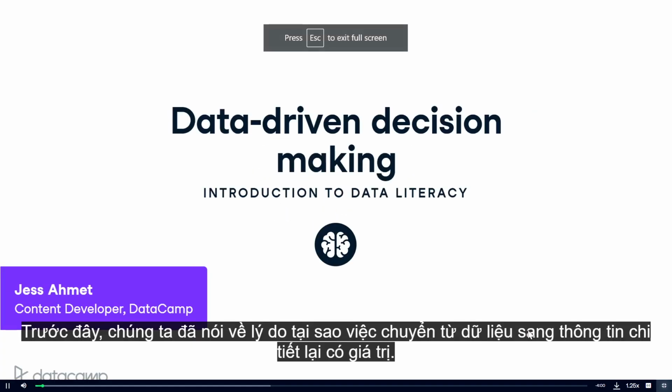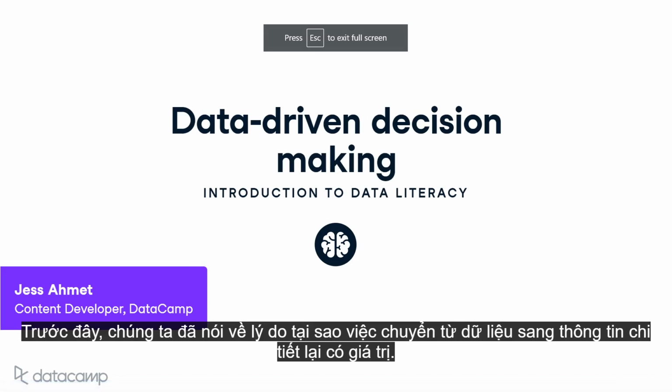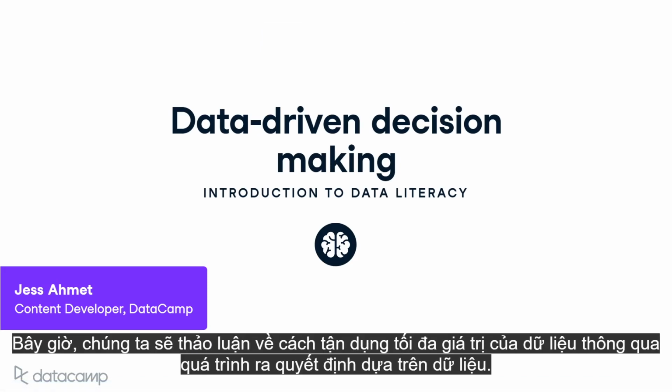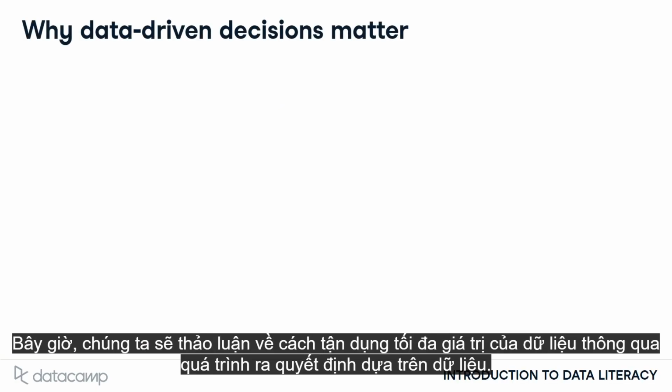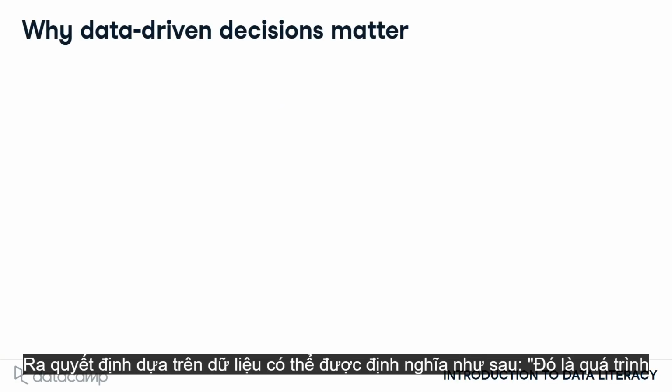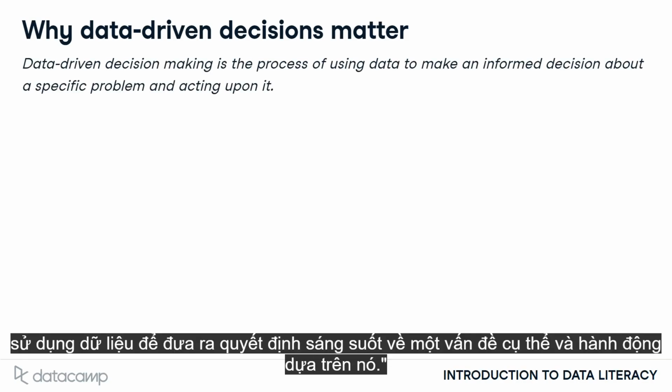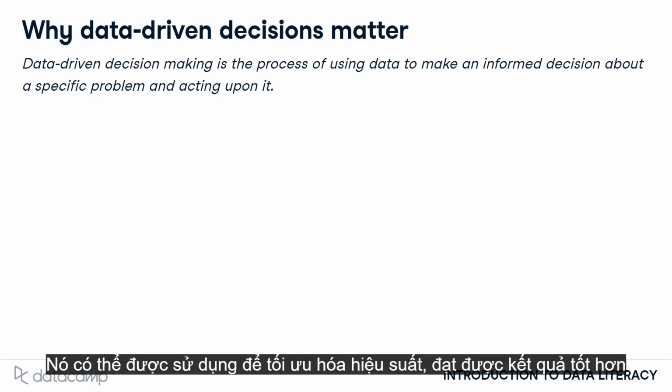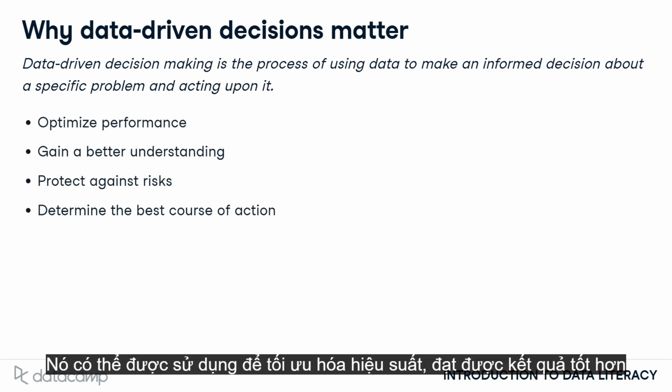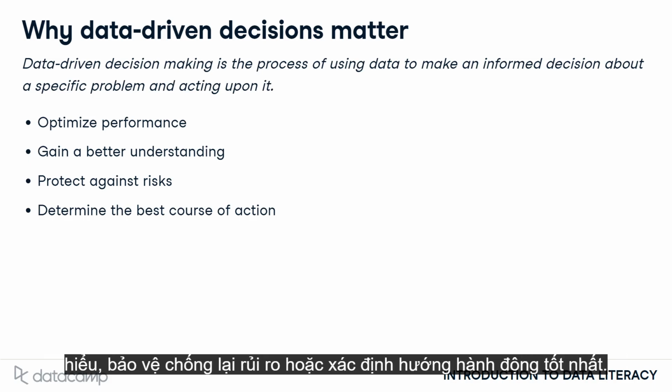Previously, we talked about why getting from data to insights is valuable. Now we will discuss how to get the most value out of data through data-driven decision-making. Data-driven decision-making can be defined as follows. It is the process of using data to make an informed decision about a specific problem and acting upon it. It can be used for optimizing performance, gaining a better understanding, protecting against risks, or determining the best course of action.